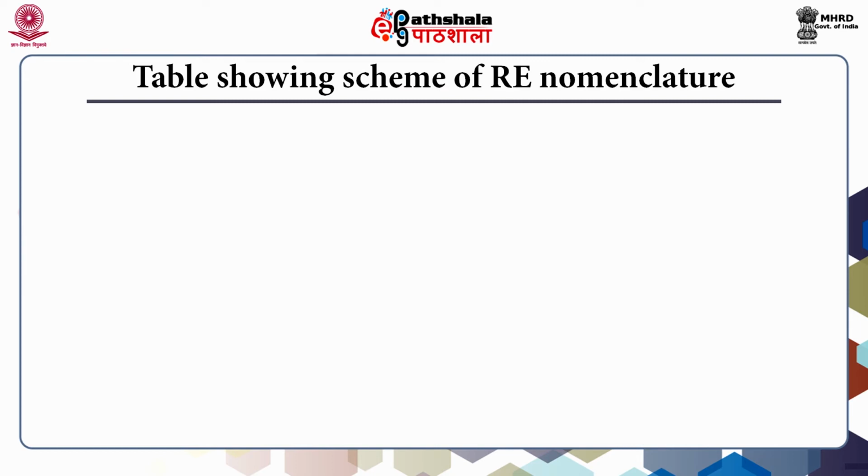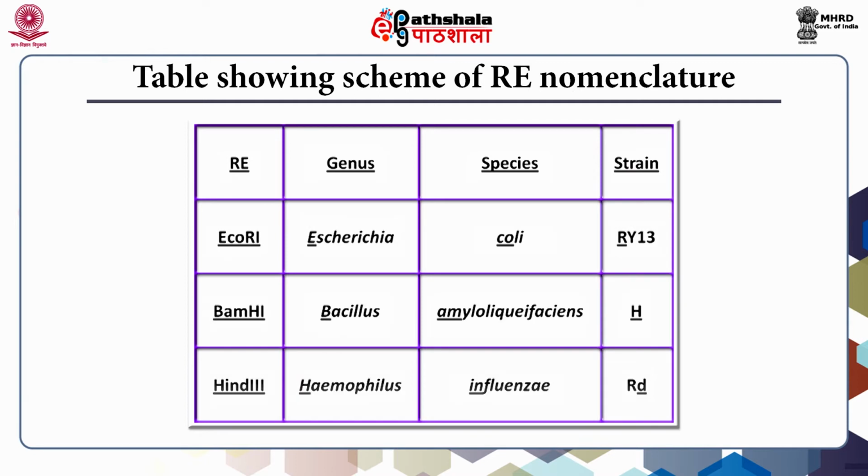This table shows the scheme of RE nomenclature as discussed in the previous slide. For example, the name of the restriction enzyme EcoRI is derived as follows. The letter E is taken from the genus Escherichia, the letters CO from the species coli, and the letter R from the strain RY13. Similarly, for BamHI, the letter B is taken from the genus Bacillus, the letters AM from the species amyloliquefaciens, and the letter H from the strain H.